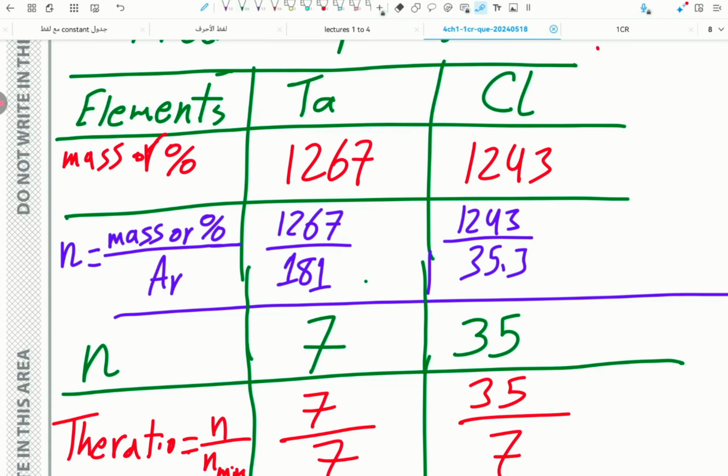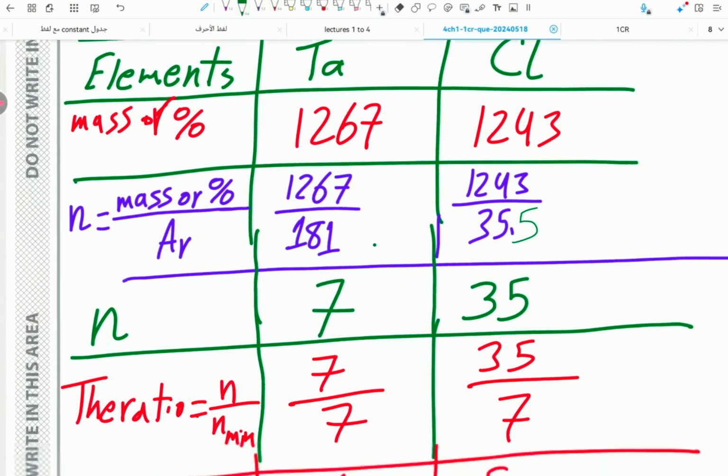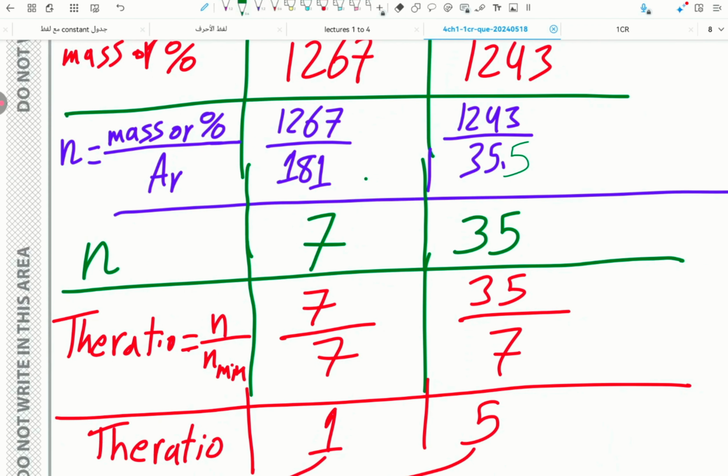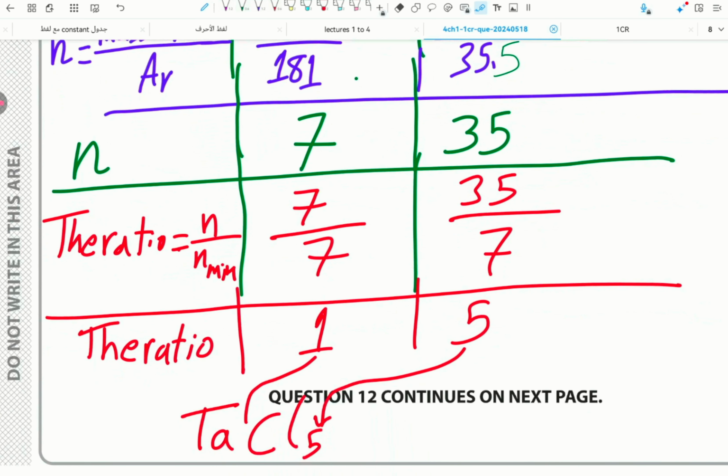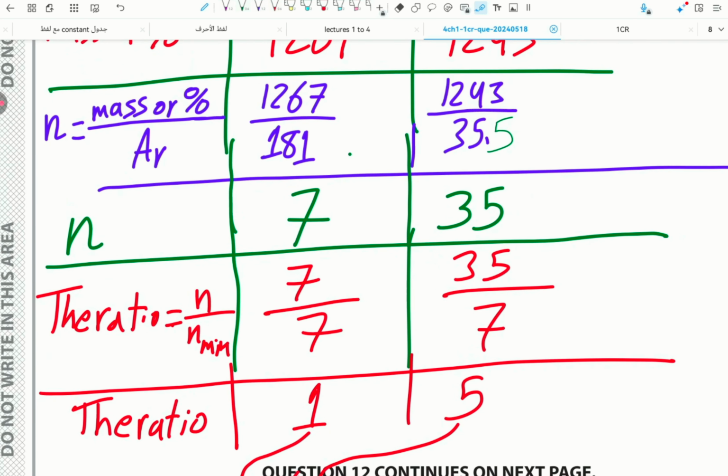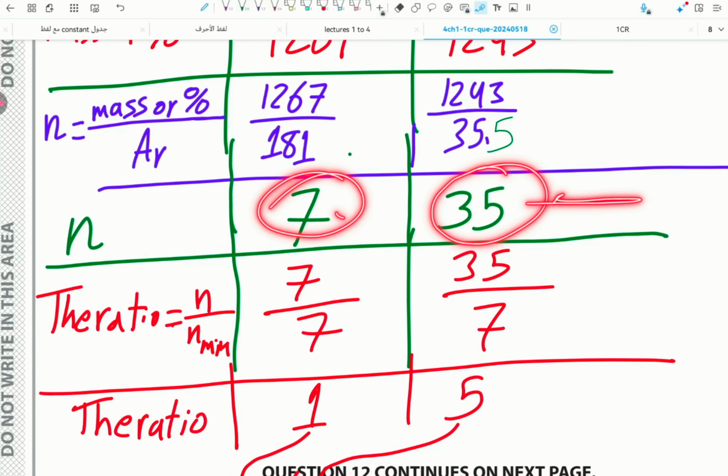We have this mass over 181 and this mass over 35, which should be 35.5, not 35, 35.5. Now the numbers here are 7 and here we have 35. Then we divide to calculate the ratio. To calculate the ratio, we divide number of moles over number of moles minimum. Which one is minimum? Which one is higher, 35 or 7? Of course, 35. So 7 is the minimum.